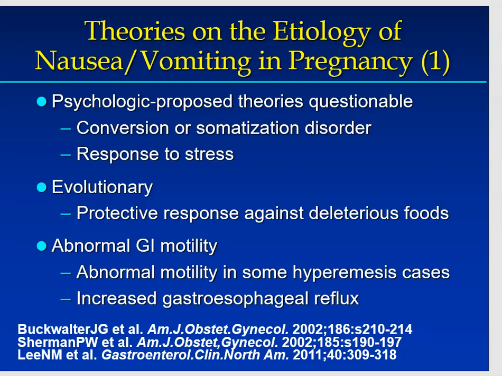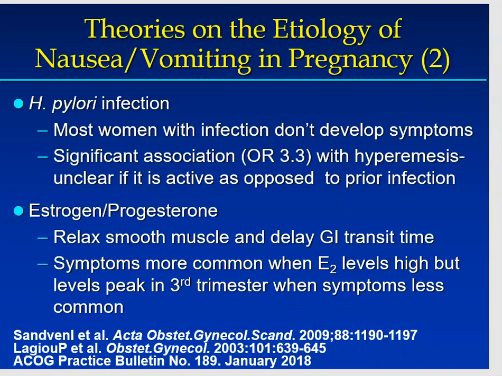Abnormal GI motility has been reported, particularly in some hyperemesis cases. And certainly women who are pregnant oftentimes have increased gastroesophageal reflux, such that they will have heartburn, which leads to nausea and occasionally, obviously, vomiting.